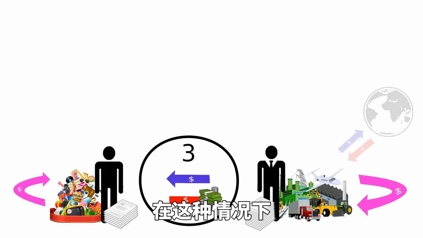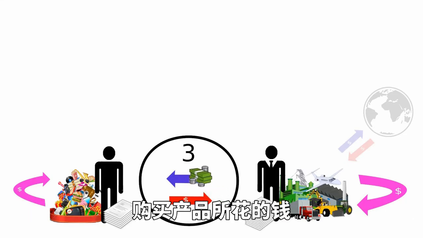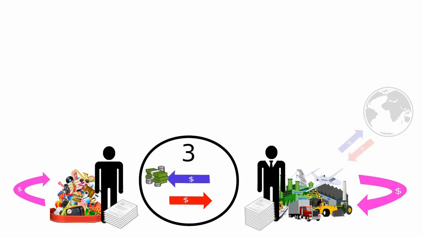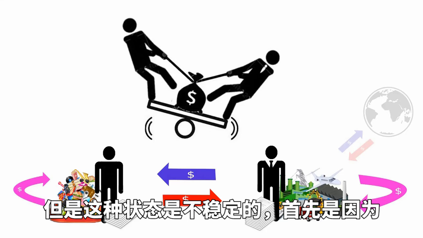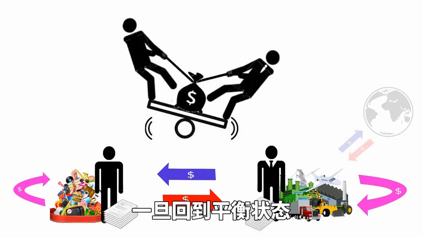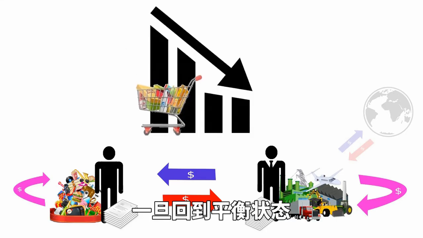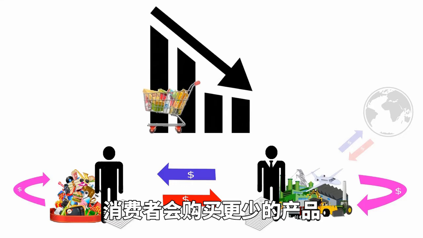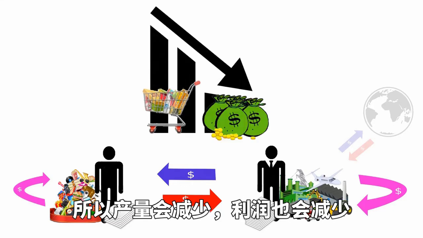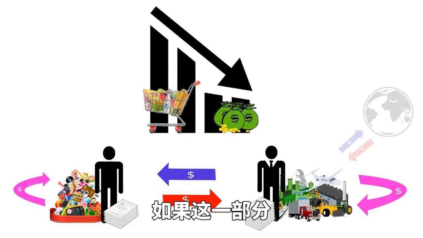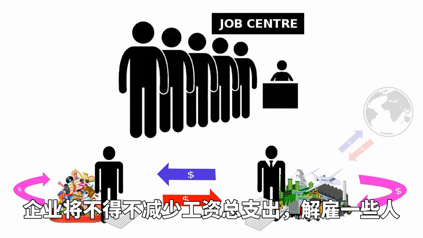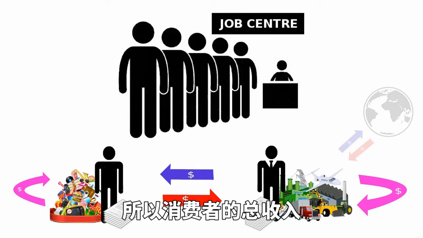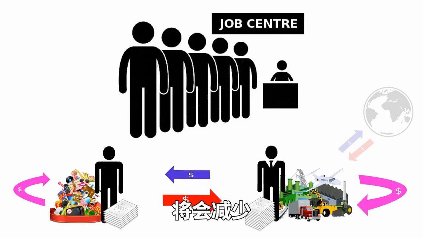It's a case where the amount of money spent to buy the products is the same amount that is received by the consumers as wages. But this balanced state is unstable. First, because when returning to the balanced state, the consumers buy fewer products, so the production has reduced and the profit has reduced. And if the production reduces, the businesses, to keep being profitable, will have to decrease the payroll and fire some people. So the total income of the consumers will be diminished.